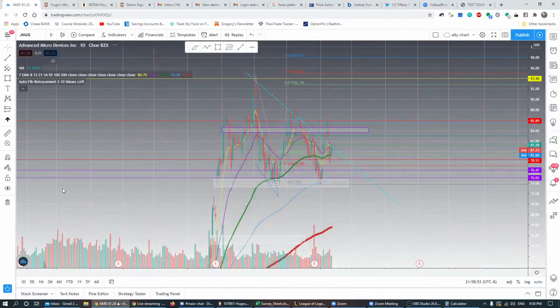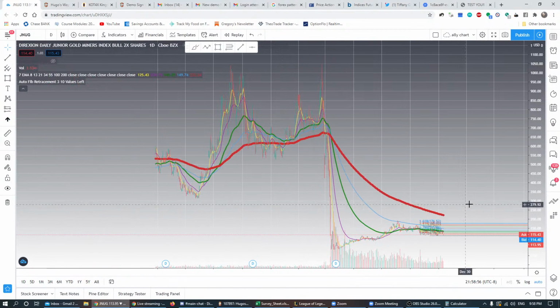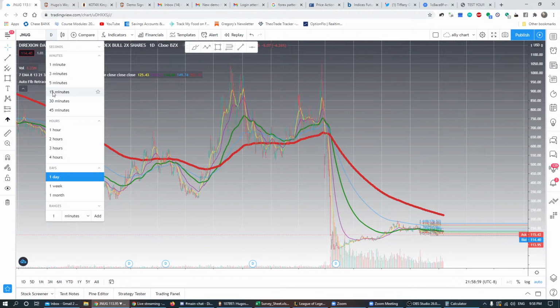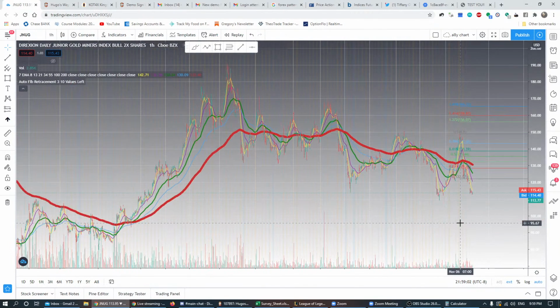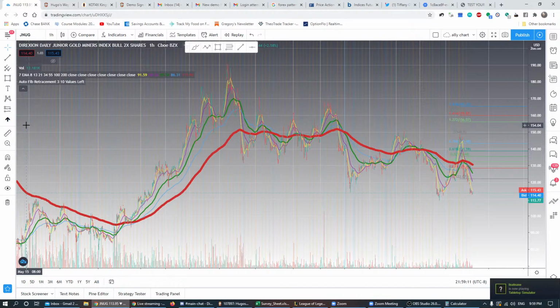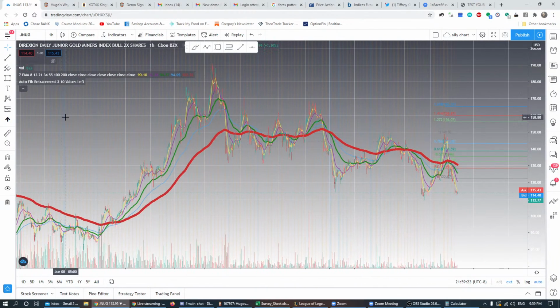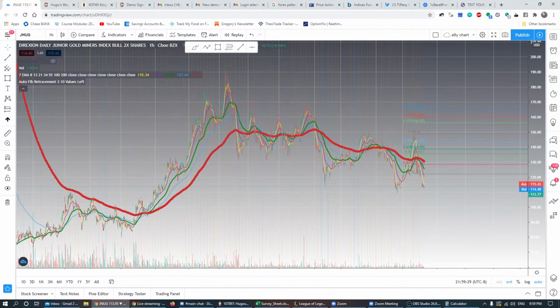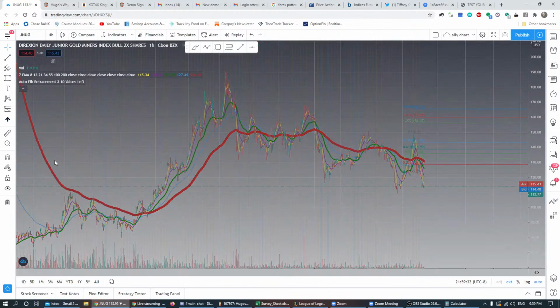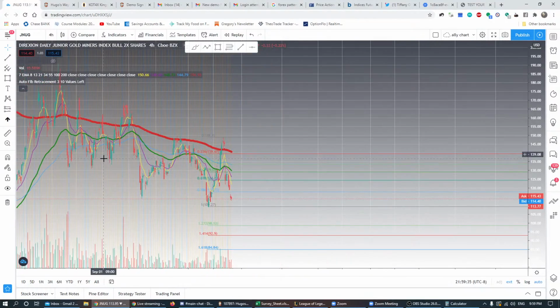Next one is JNUG. I don't like JNUG at all. I would never trade JNUG because it's leveraged. When a stock hits a supply zone, it does not go higher. It either consolidates or retraces. But this is what I see on JNUG if we draw the channel on the 4-hour time frame, and it looks pretty ugly.